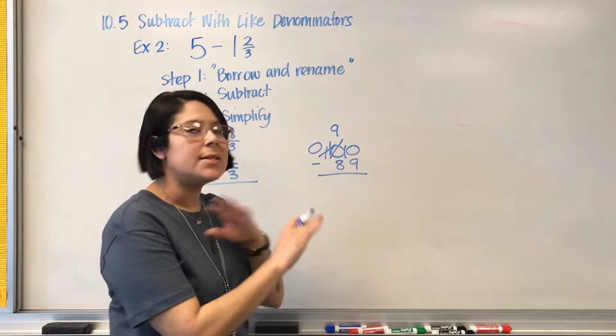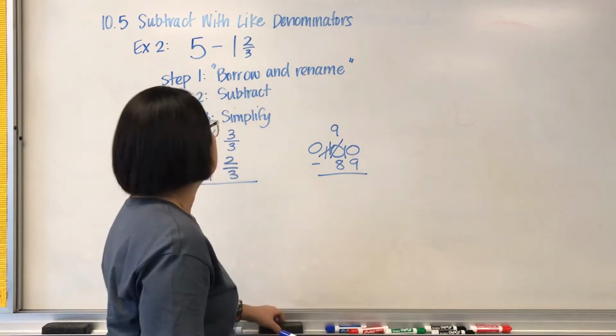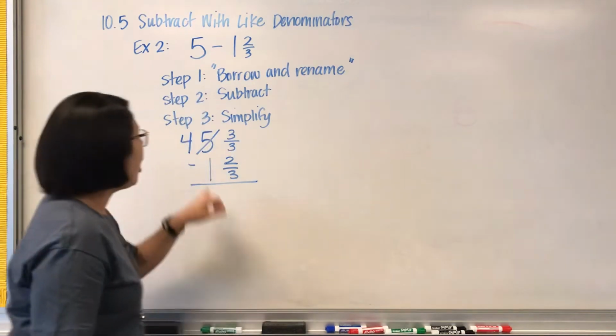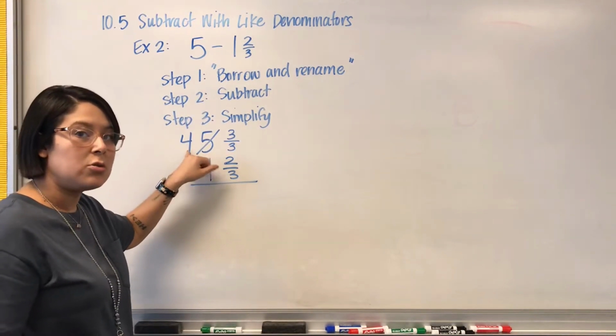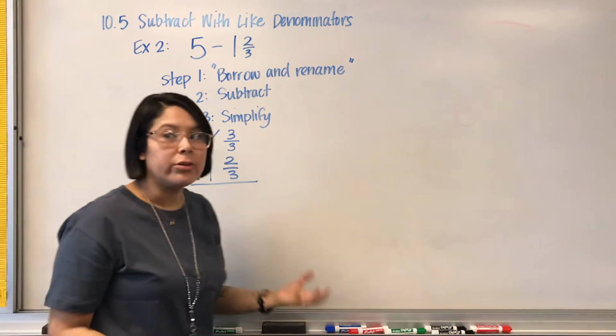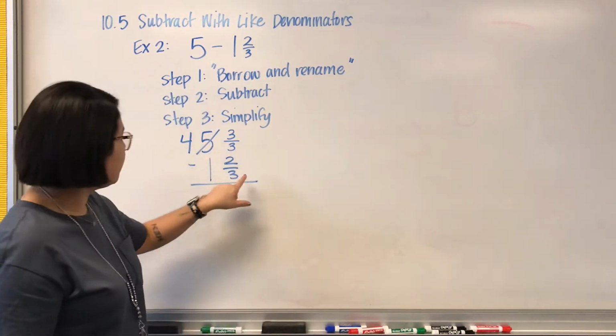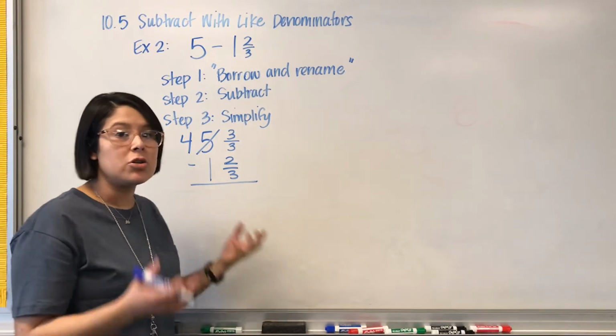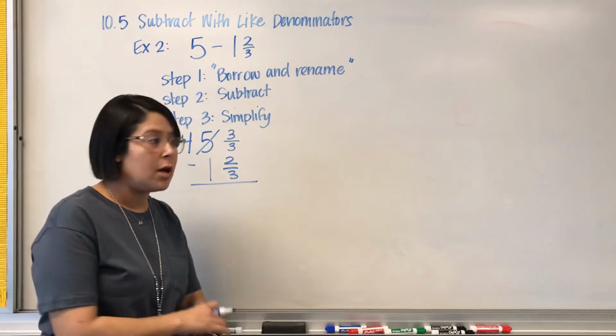Okay, so it's the same idea, but now we're just using fractions. I borrowed from this 5, turned it into a 4, and now I have this 3 over 3. Why did I do 3 over 3? Well, my denominator here is a 3, so I want to make sure that I'm sticking with the same denominator.